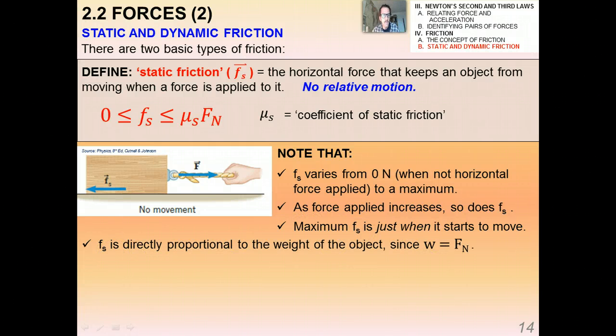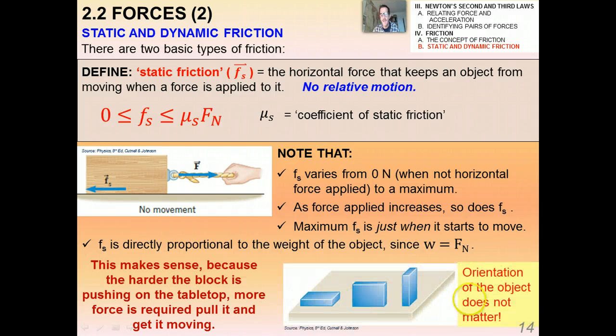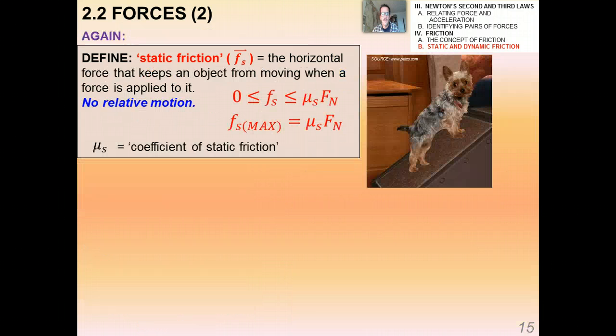F sub s is directly proportional to the weight of the object, since W equals mg. This makes sense because the harder the block is pushing on the tabletop, the more force would be required to pull it and get it moving. Okay? All right? Now I should point out what's interesting is that the orientation of the object does not matter. Notice that in this equation there's nothing talking about the surface area whatsoever. So whether it's on its end, big end, small end, whatever, it doesn't matter. It's the same situation with static friction, okay?